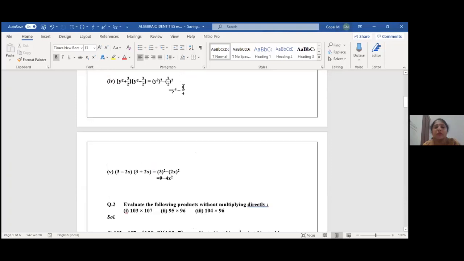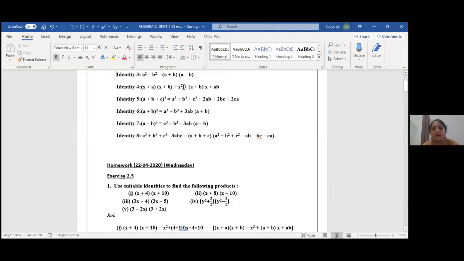Anybody practice identities? A square plus B square plus C square. Ma'am, (A plus B plus C) whole square. Yes, (A plus B plus C) whole square is equal to A square plus B square plus C square plus 2AB plus 2BC plus 2CA. Now I'm going to do sums based on this fifth identity.